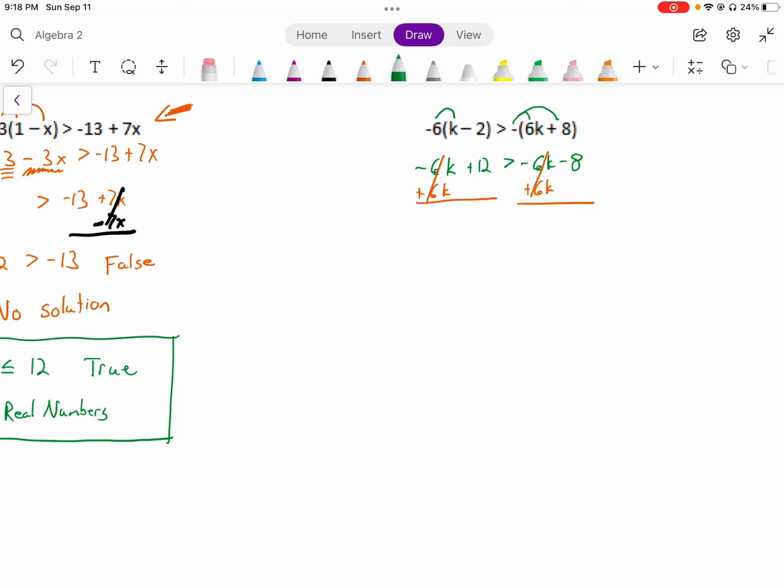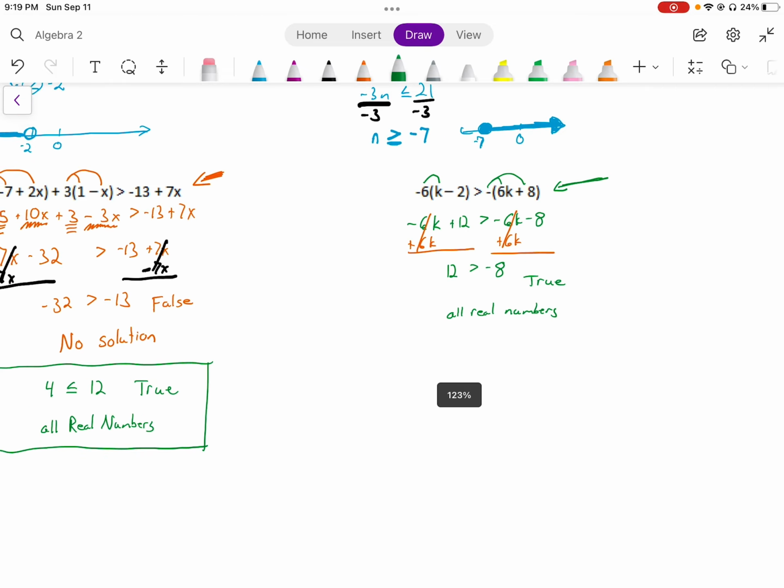And we are left with 12 is greater than negative 8. And from what we just learned 29 seconds ago, if we get something that is always true, our answer is all real numbers. Which means we can choose any value of k. I could choose 5 or negative 8 or 16.93, plug it in, and I would have a true inequality. And there you have the lesson on solving inequalities.